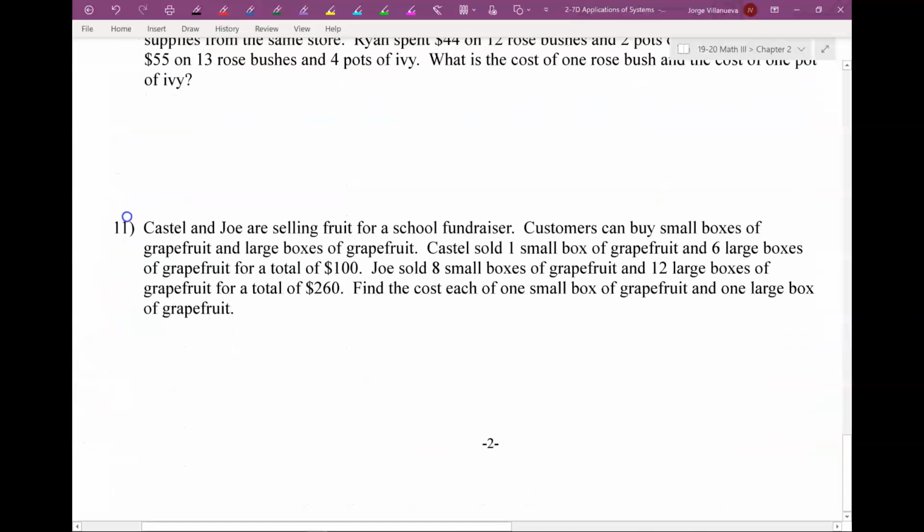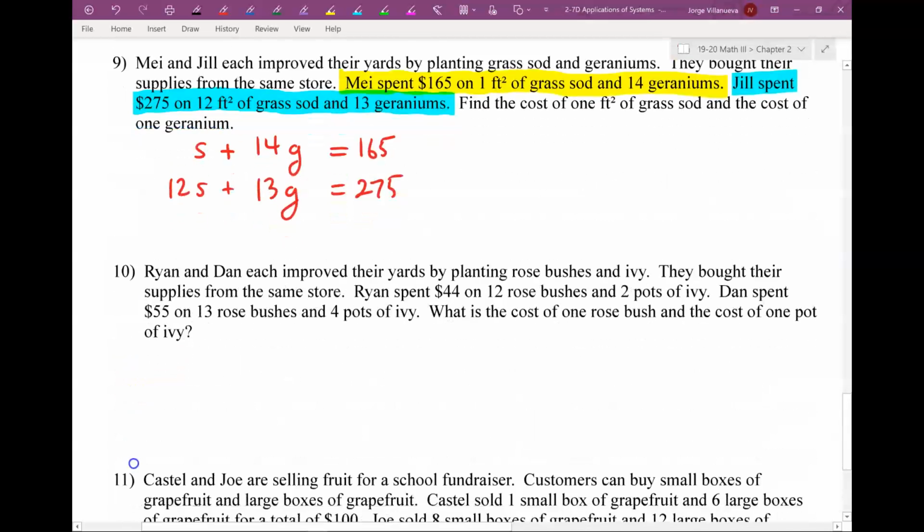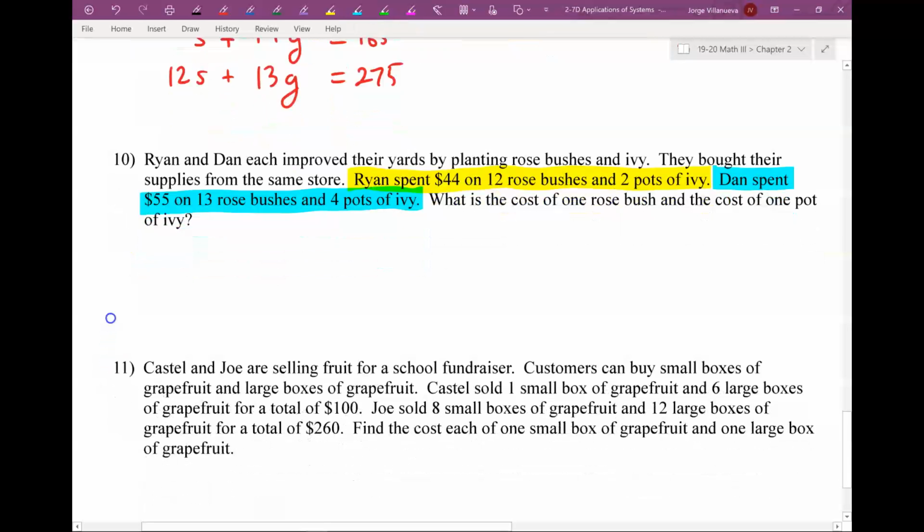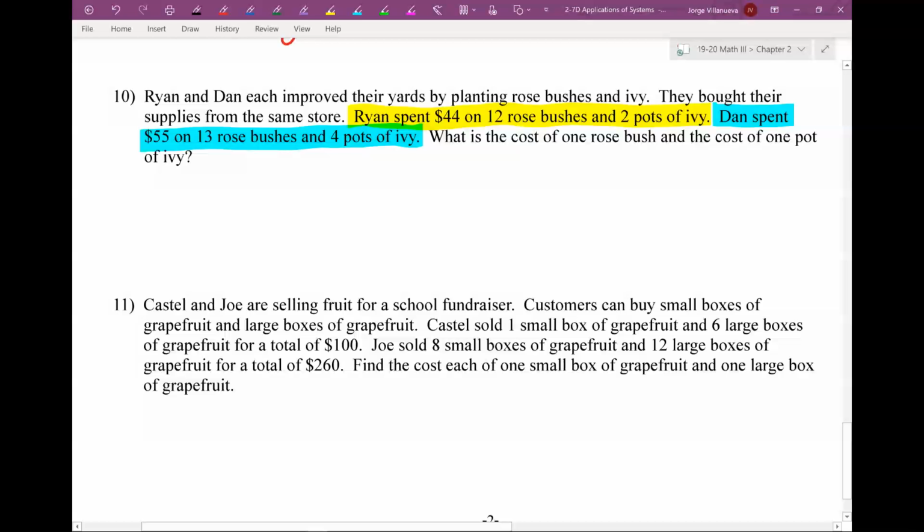I'm going to let you guys do the last two, but I will highlight the stuff for you on the notes. That way at least you can see them. But Ryan spent that, so there's that right there. And then Dan spent this much. So there are your equations right there. And then for the last one, Castell and Joe are selling, blah, blah, blah. Castell, so, okay, so here we go.